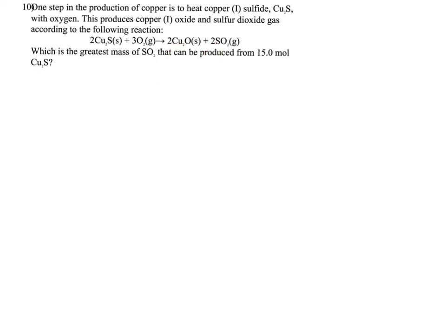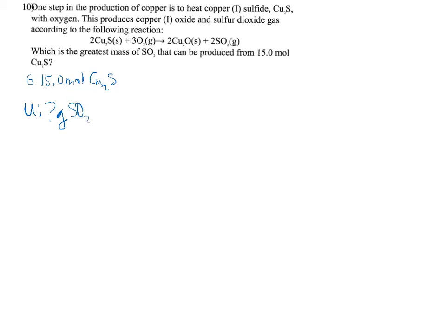All right, it says which is the greatest mass of SO2, that's our sulfur dioxide, that can be produced from 15 moles of Cu2S. Okay, so what are we given? We're given 15.0 moles of Cu2S. We know we're looking for the mass, so we're looking for grams of SO2.